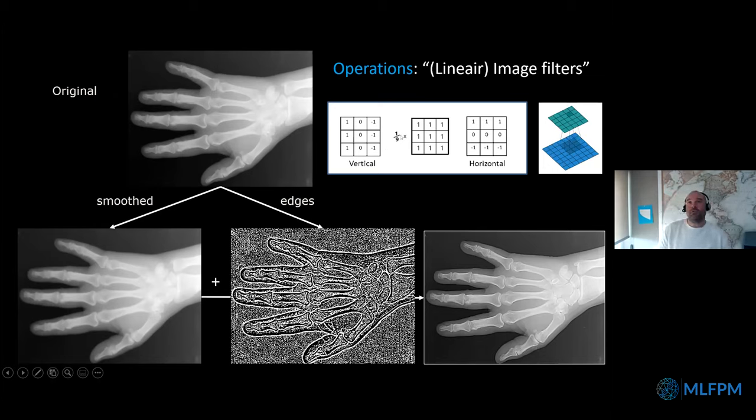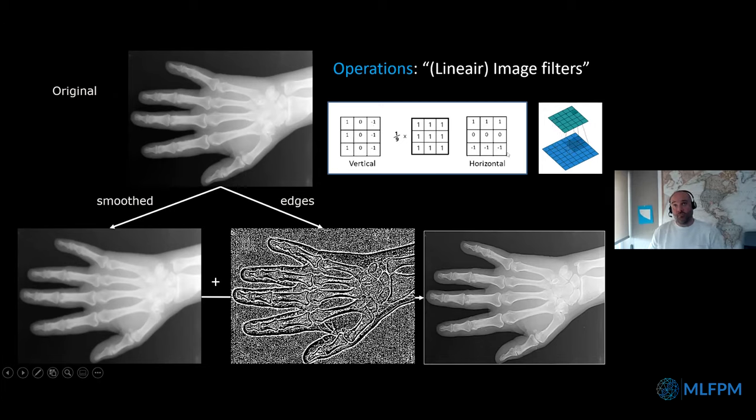If I'm using, for example, the filter here in the middle, which is basically all ones, essentially what this does is it's adding up the values of 9 pixels and taking the average. So this is a smoothing filter. If I apply that filter to this image, I get a smoothed version of that same image. If I apply a filter like this or like that, I will be detecting edges. On the one hand, vertical edges, on the other hand, horizontal edges.